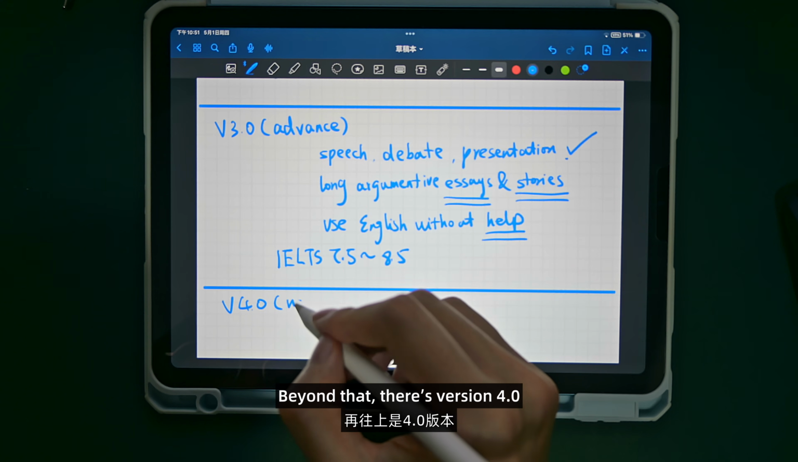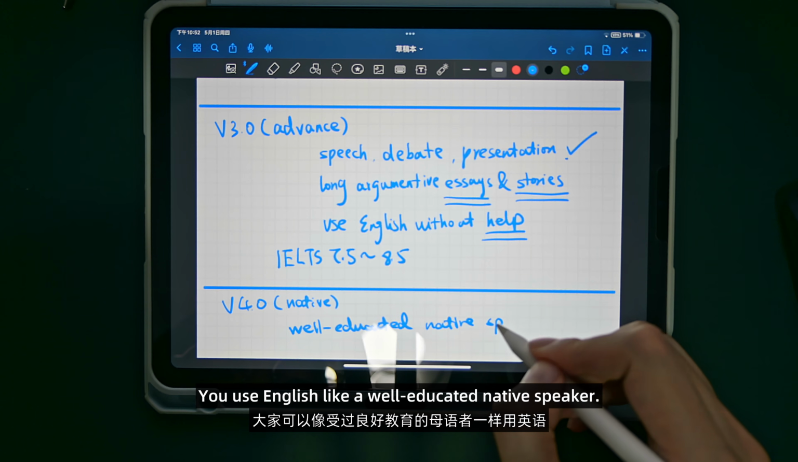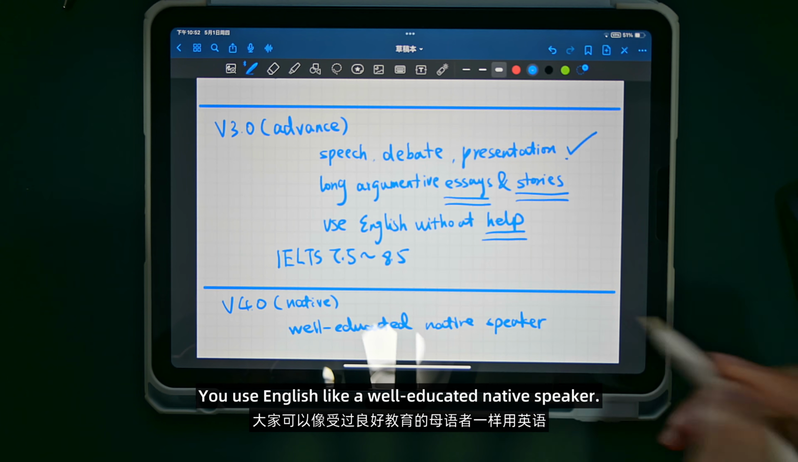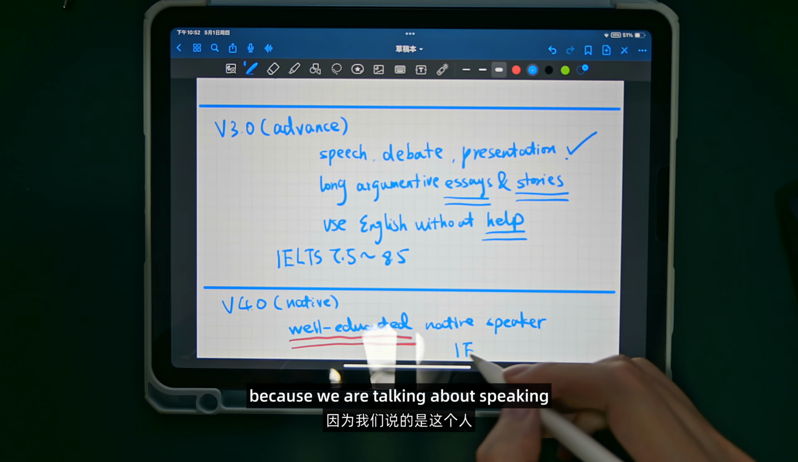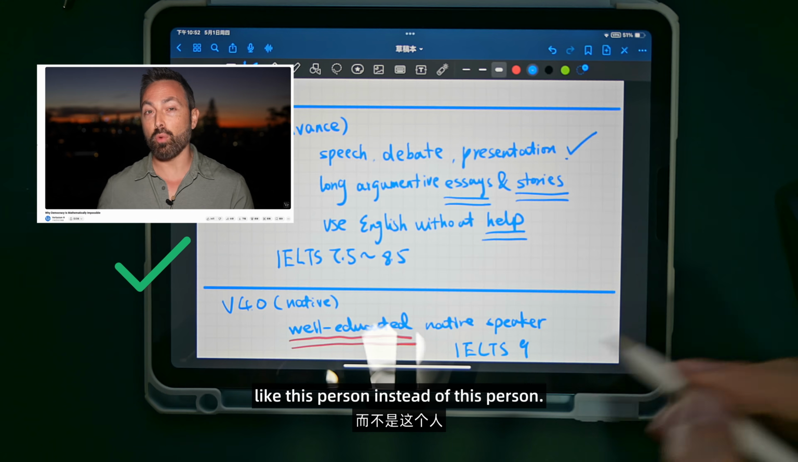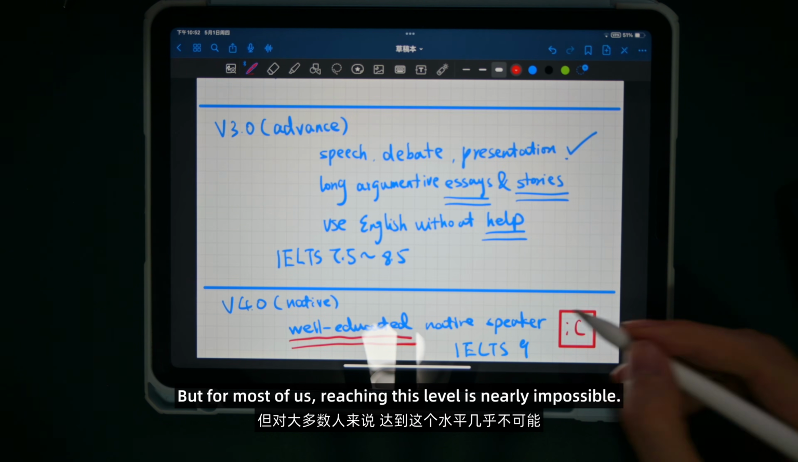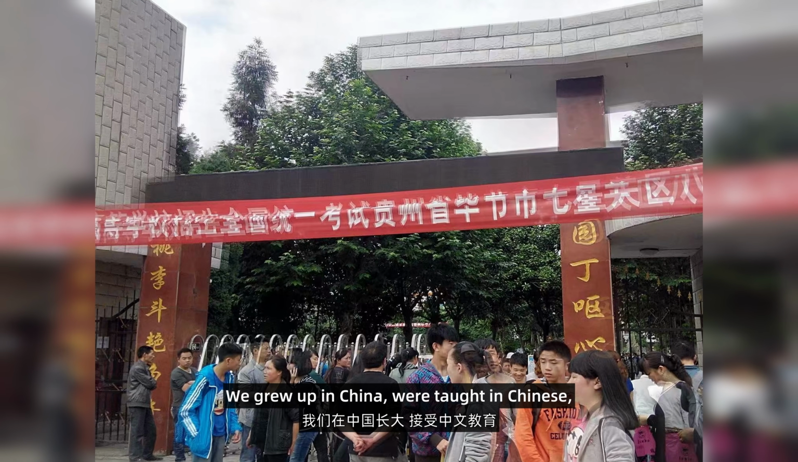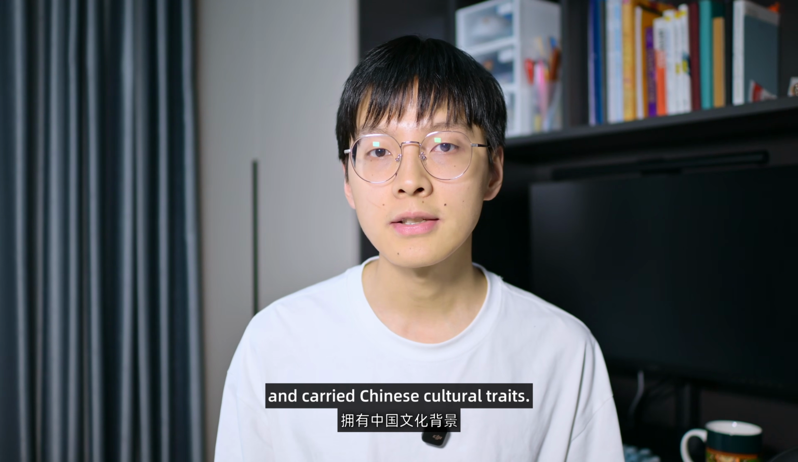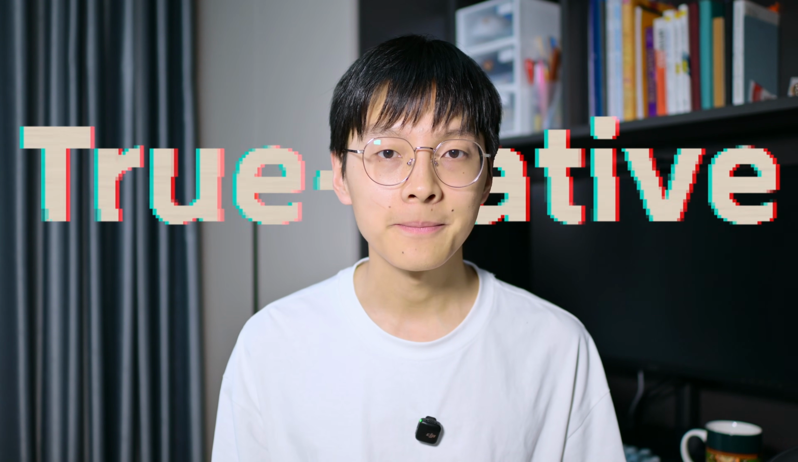Beyond that, there is a version 4.0, the native-like model. You can use English like a well-educated native speaker. The well-educated part needs to be highlighted because we're talking about speaking like this person instead of this person. But for most of us, reaching this level is nearly impossible. We grew up in China, we're taught in Chinese, and carried Chinese cultural traits, so it is very rare for us to reach true native-like fluency.